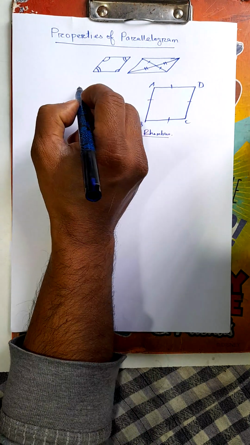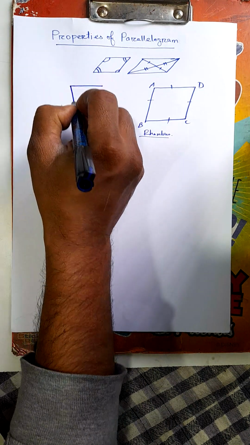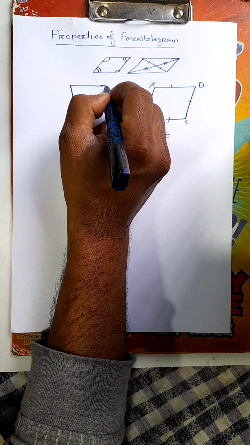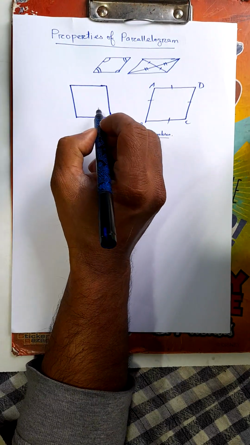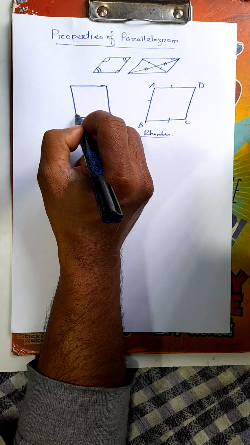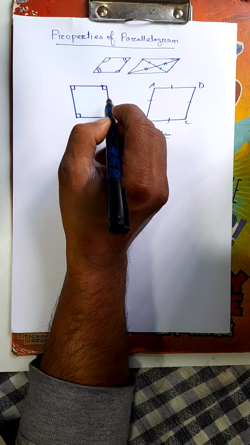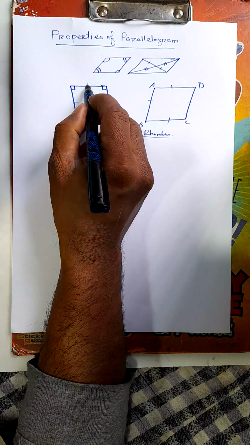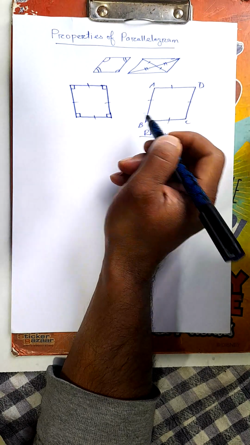Right, now a square is also a rhombus. A square is also a rhombus since all sides in a square are equal. And beyond that, all angles are right angles, meaning each angle is a right angle. So a square is also a rhombus. But every rhombus is not a square.